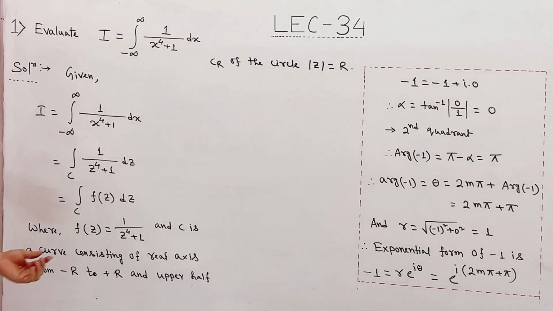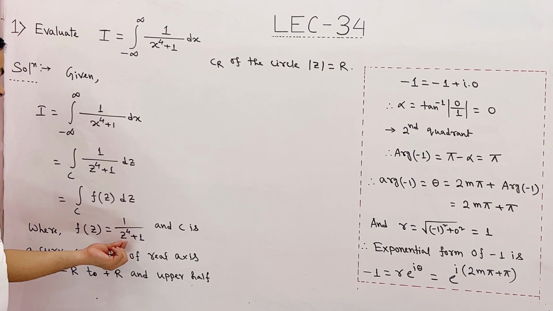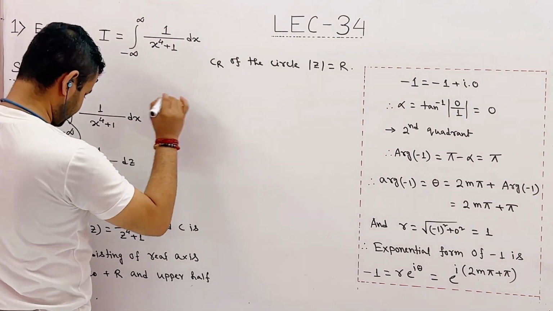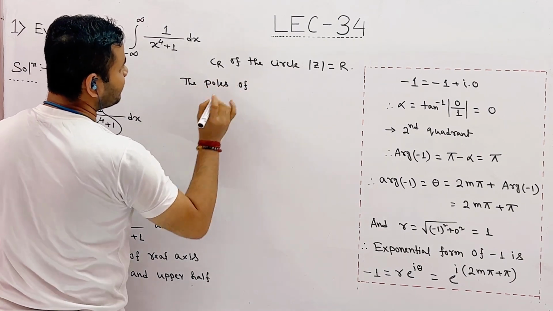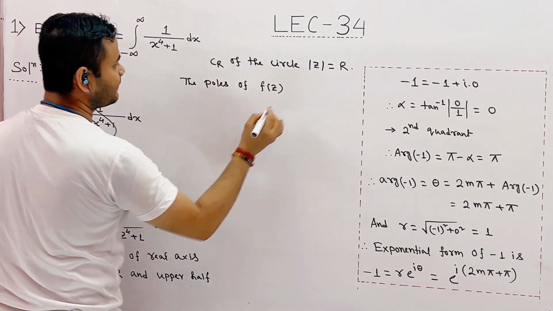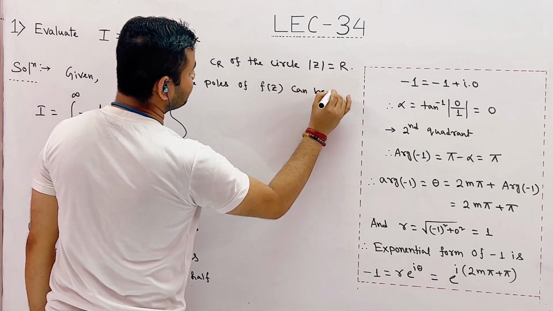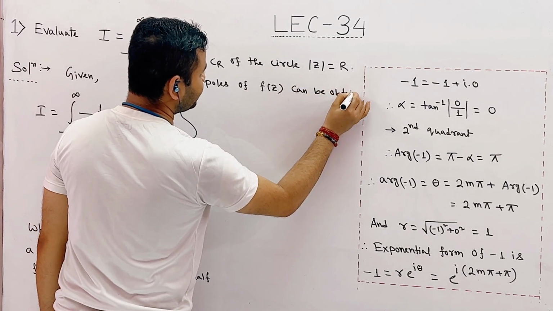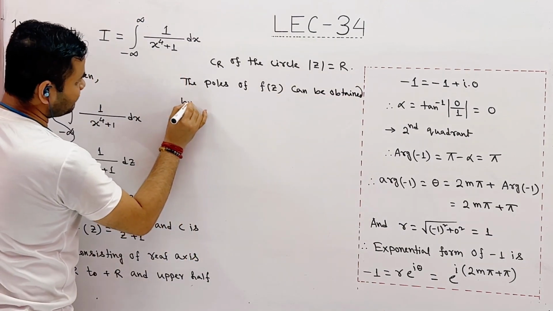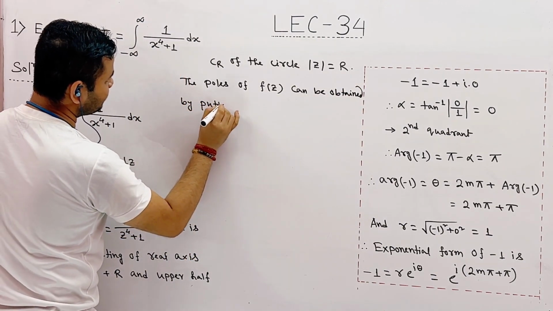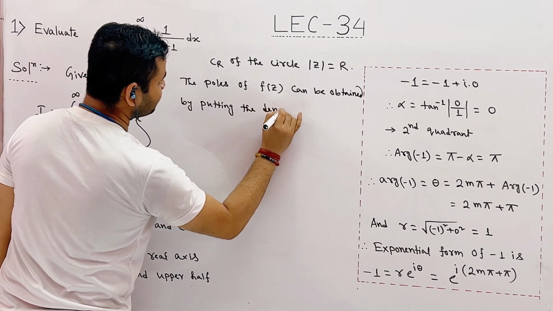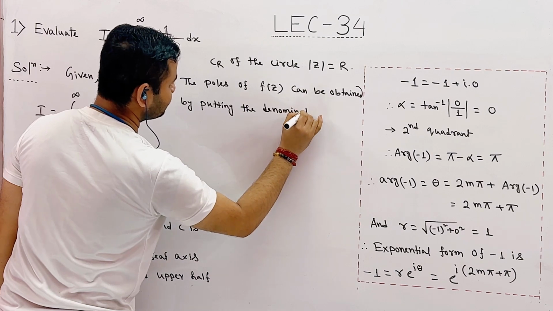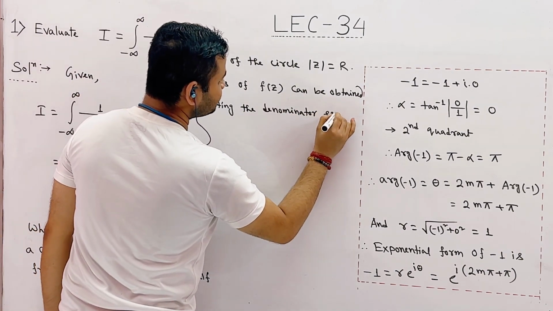Next, we have to find out the poles. We know that poles can be obtained by putting the denominator equal to 0. The poles of the function f of z can be obtained by putting the denominator equal to 0.